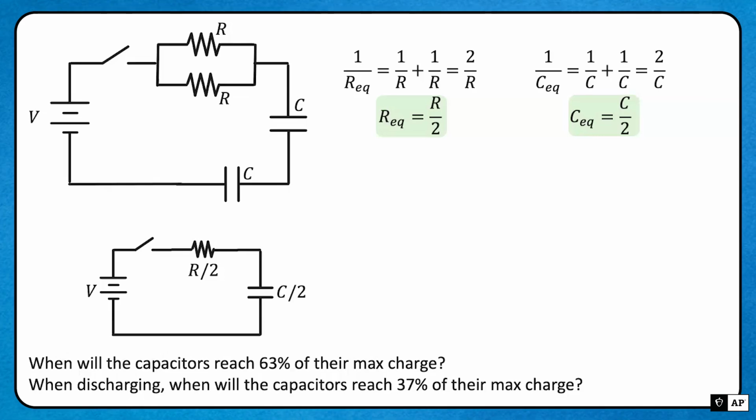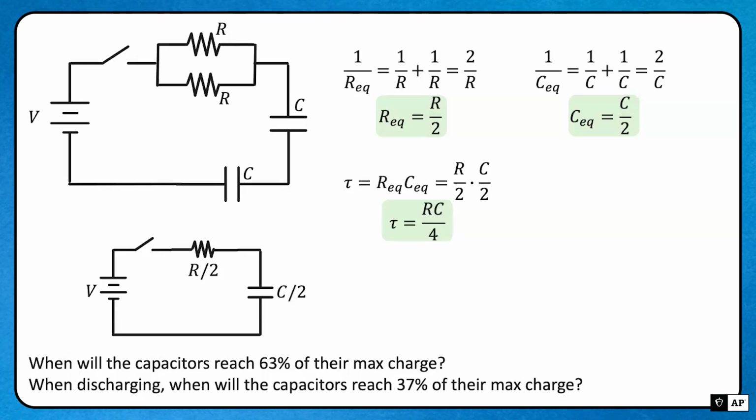Well, now we can treat it just like a regular RC circuit, which means its time constant, tau, is R equivalent times C equivalent. That's just R over 2 times C over 2 for a total of RC over 4. So if I want to answer a question like, when will the capacitors reach 63% of their max charge? Remember that 63%, that's our key number that relates to our time constant. So we reach 63% of our maximum charge at t equals the time constant. So our time constant in this case is RC over 4.